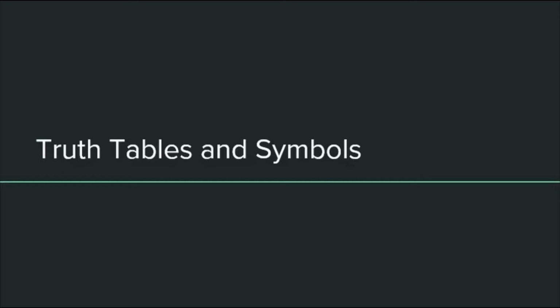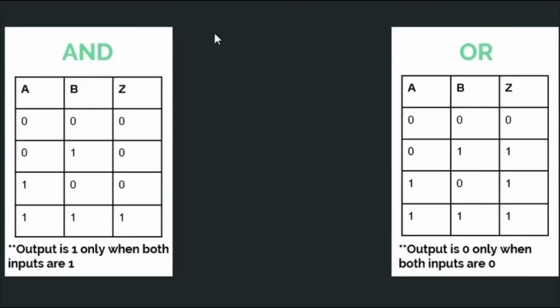So let's start with the AND gate. This is the truth table for the AND gate. The AND gate takes 2 inputs and outputs only 1 output. If the 2 inputs are zeros, the output is 0. If one of the inputs is 0 and the other one is 1, the output is also 0. But when the 2 inputs are 1s, that's when the output is 1. So the output is 1 only when both inputs are 1 for the AND gate.